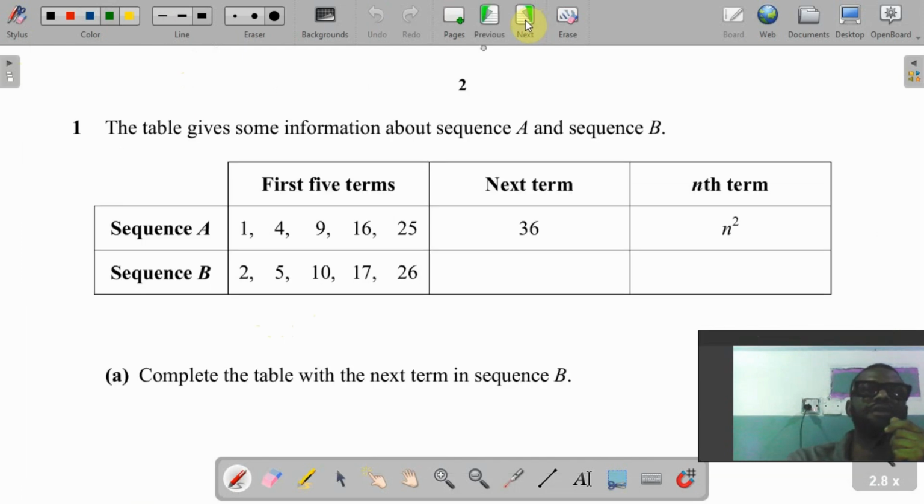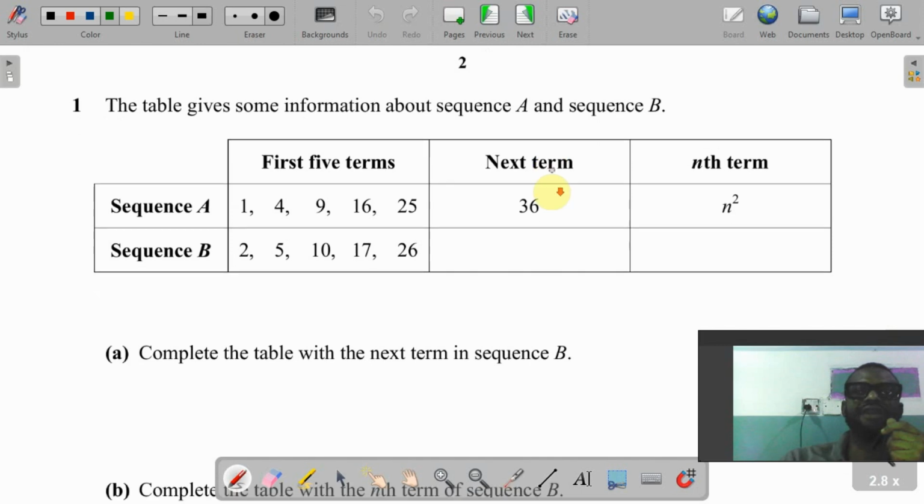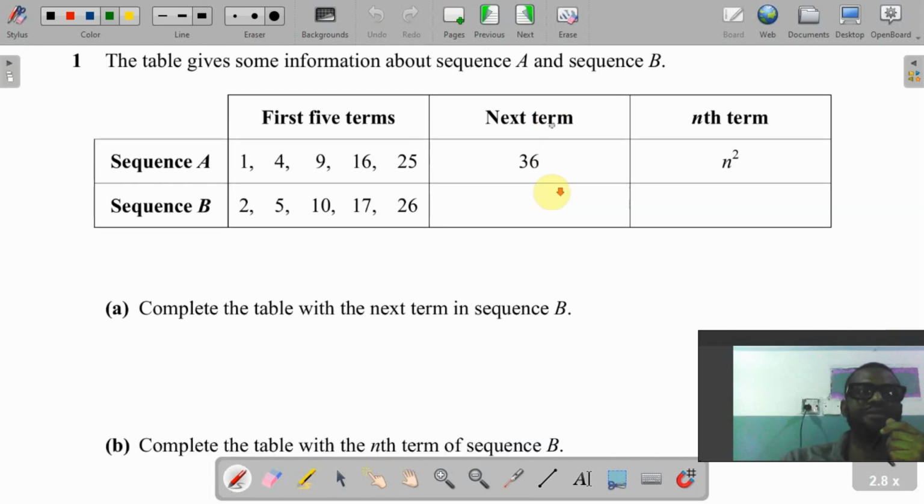Question number 1. The table gives information about sequence A and sequence B: the first 5 terms, the next term, and the nth term. Complete the table with the next term in sequence B.